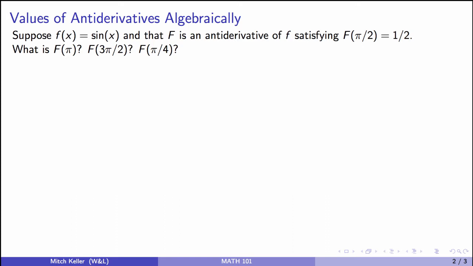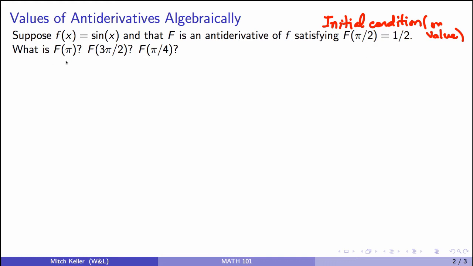So we're going to start by having a function f of x that's defined to be sine of x, and big F is going to be an antiderivative of f, and we're told that we know F of pi over 2 equals a half. We usually call this an initial condition, or sometimes initial value, as a way that will enable us to figure out something, because we have some value of the function big F.